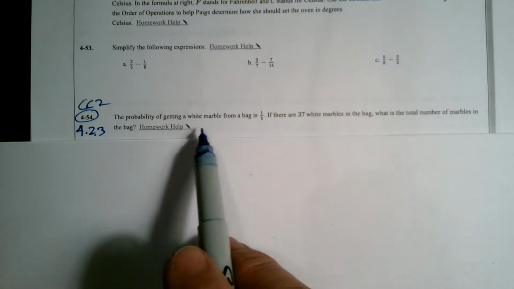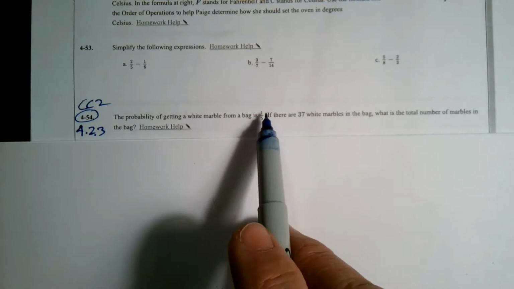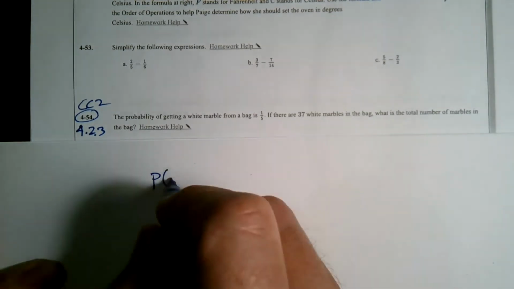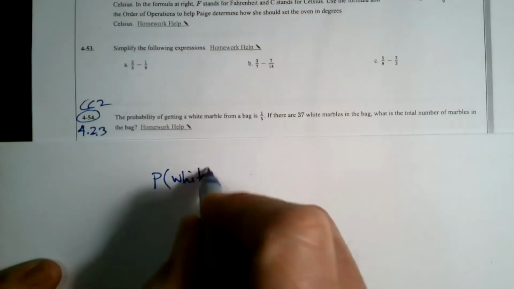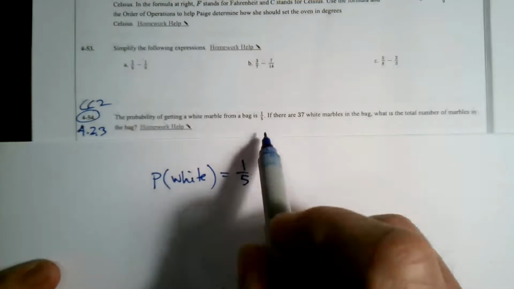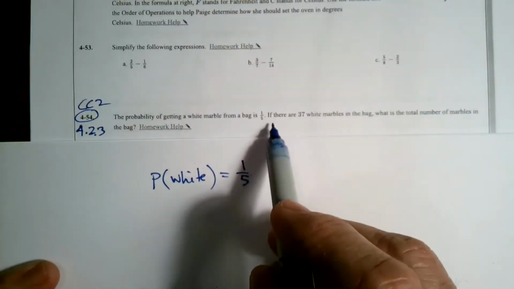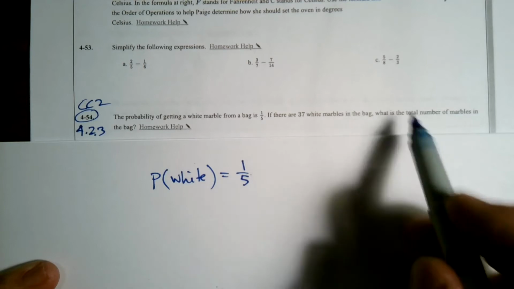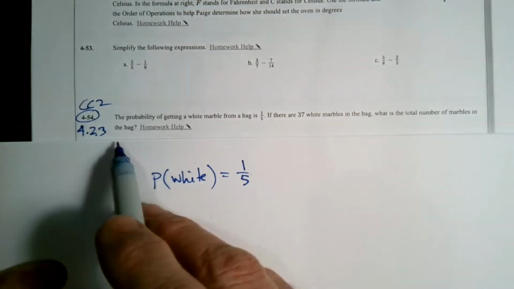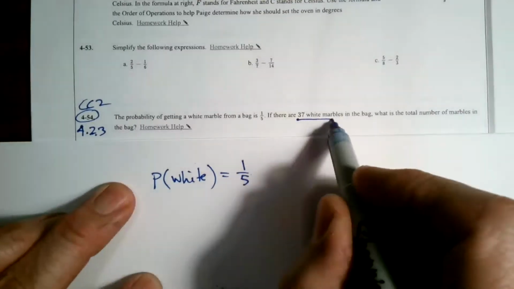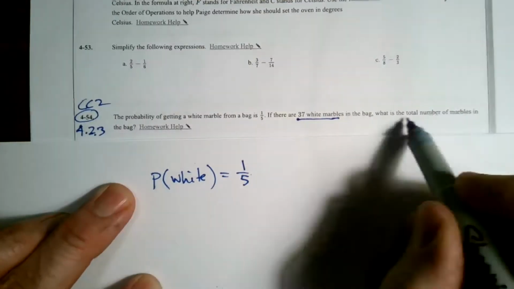So the probability of getting a white marble from a bag is 1/5. So it says that I can rewrite this as the probability of getting white is equal to 1/5, right? Then it goes on and gives me more information. It says if there are 37 white marbles in the bag, what is the total number of marbles in the bag? Okay, so they tell me how many white marbles there are, and then it asks me how many total marbles there are.